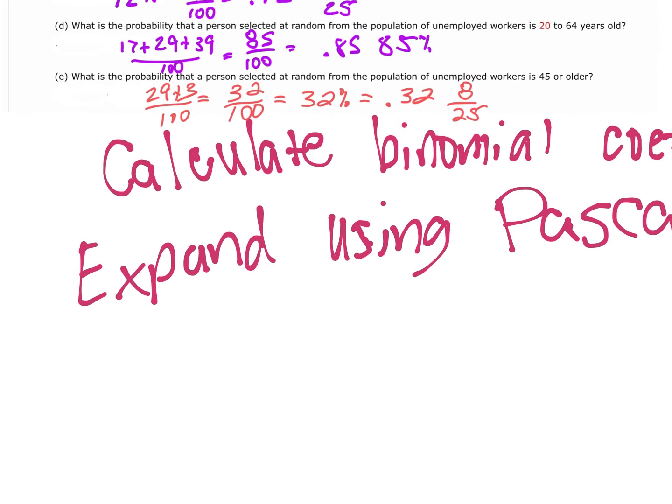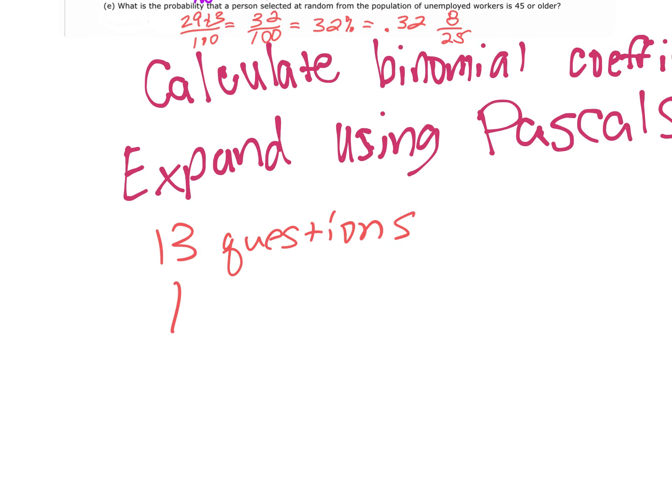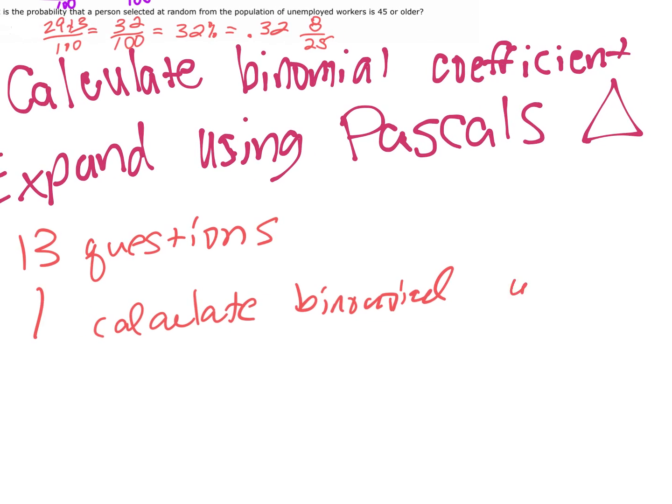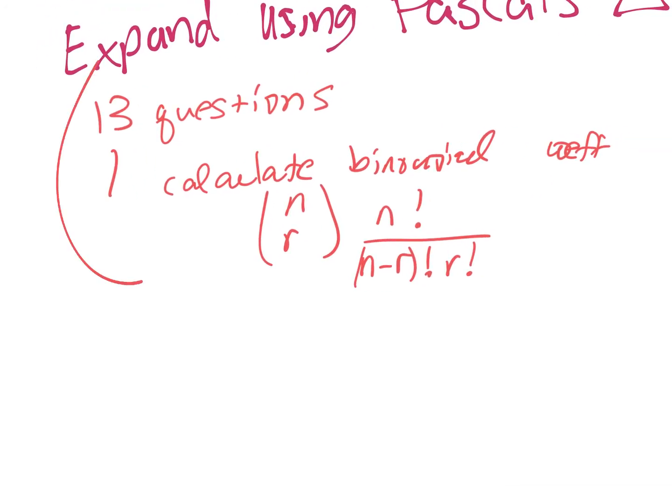So guys, that's it. You're going to have 13 questions from fundamental counting principle and probability. You're going to have one calculating the binomial coefficient. And remember, that's when the numbers are stacked on top of each other. It's n over r. There's not a division sign. N over r. So our formula would be n factorial over n minus r factorial times r factorial. And then one with our friend Pascal, we're going to have to expand, and Pascal's triangle will be given to you.